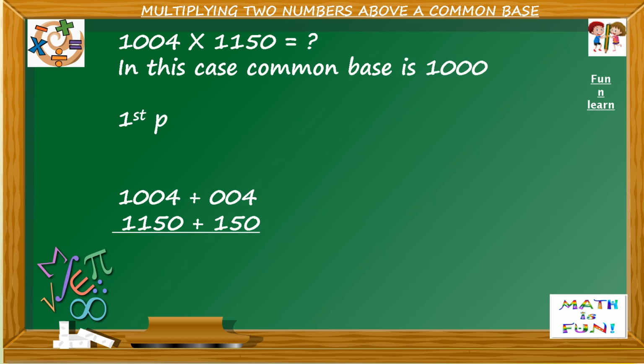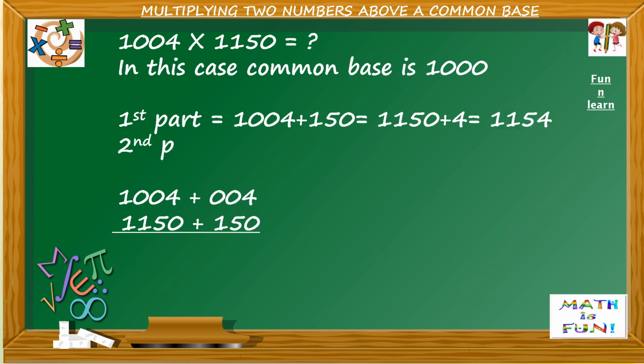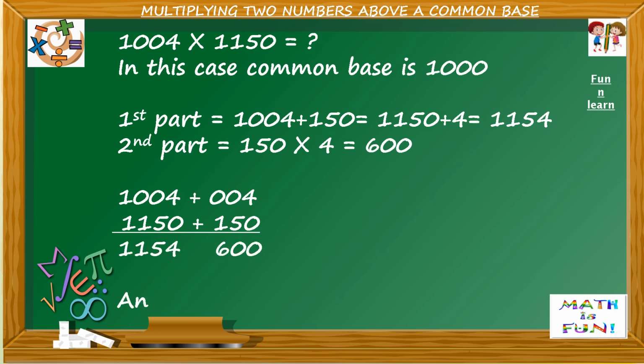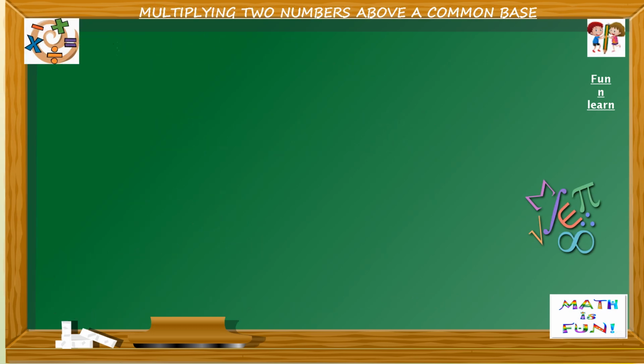So, first part of the answer with cross addition will be 1004 plus 150 equal to 1150 plus 4, and both of them are equal to 1154. And second part is the multiplication of the surpluses, which is equal to 150 into 4 equal to 600. So 1004 into 1150 is equal to 1154600.